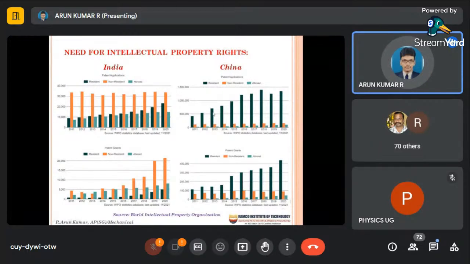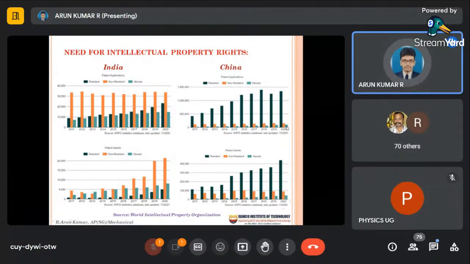Now here you can see the dominance in India. Orange color is dominating. That is, people from other countries are filing patents in India, which clearly indicates that they are trying to effectively utilize our market. India is a huge market with a population of more than 141 crores. So we need to effectively use our own market, whereas people from other countries are utilizing our market. Whereas if you compare it with China, here you can see the Chinese are dominating in their own country.